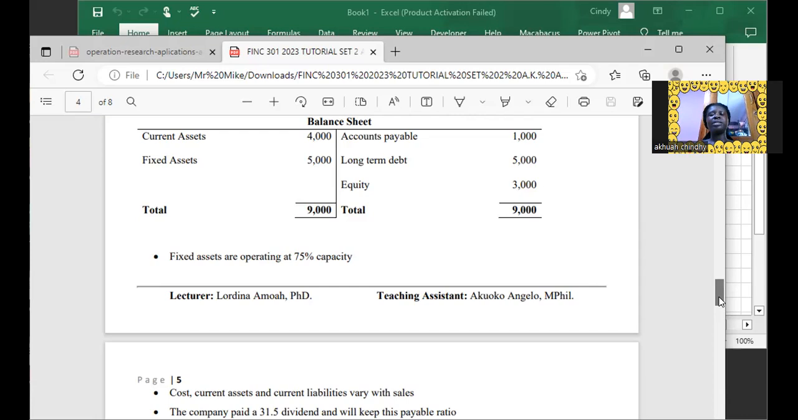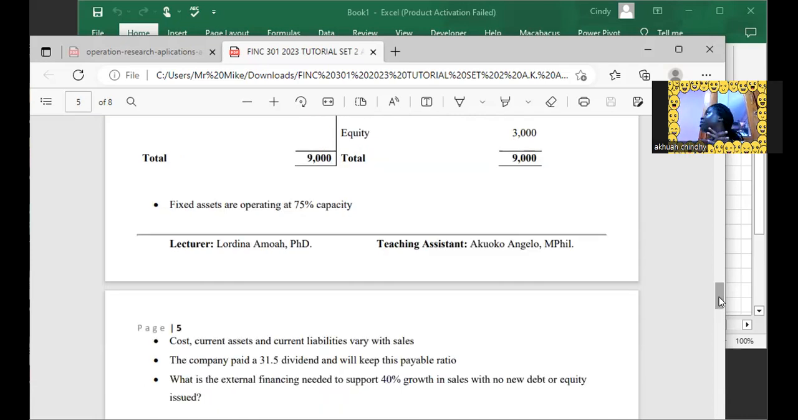All right. So the company paid 31.5% dividend, and they will keep this payable ratio. So in some business settings, they pay, let's say, dividend to their shareholders, and it depends on the company's own policy. So it doesn't vary with sales. That's why they gave us this condition as a separate one. The amount of sales I make doesn't determine the dividend that I'll give to my shareholders. It's based on maybe the net profit or any of the management decisions, right?